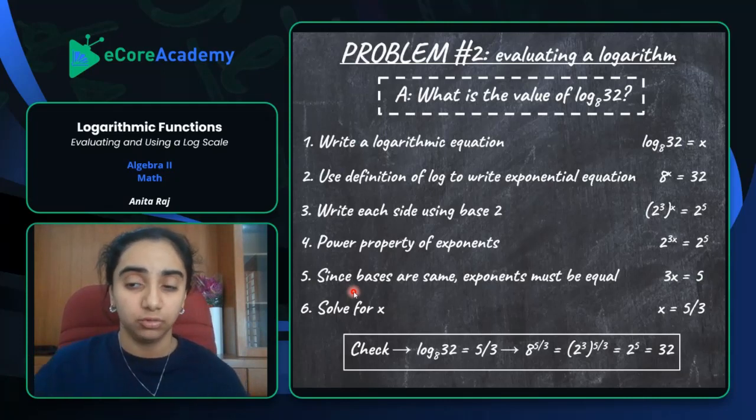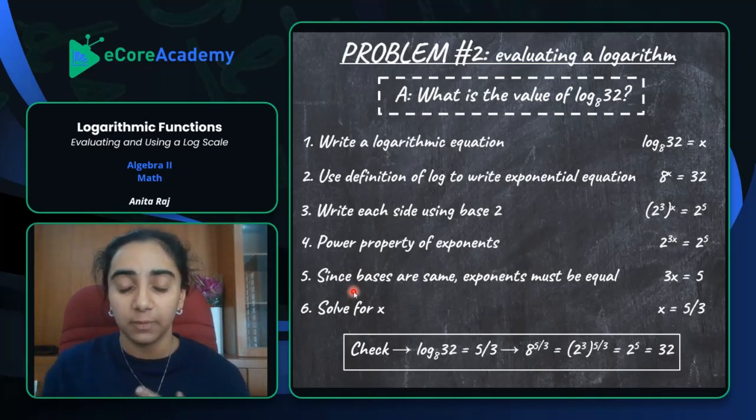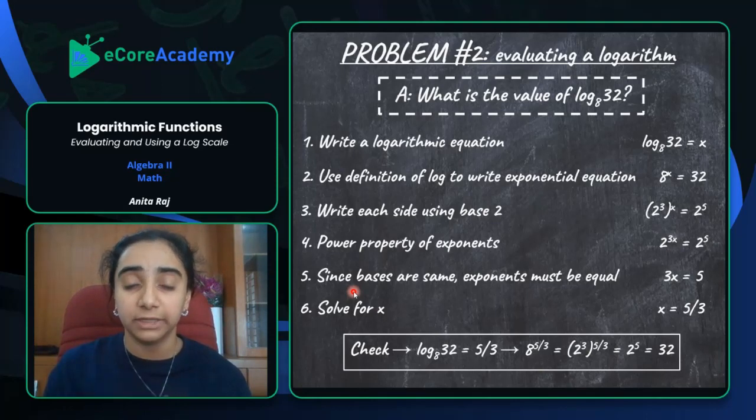Logs are equal to the exponent, so we're setting it equal to 5/3. Now we're going to rewrite this in exponential form. We're going to just do 8 to the power of 5/3, and we're going to solve that. And if we get 32 as our final answer, that means that we solved for x correctly.